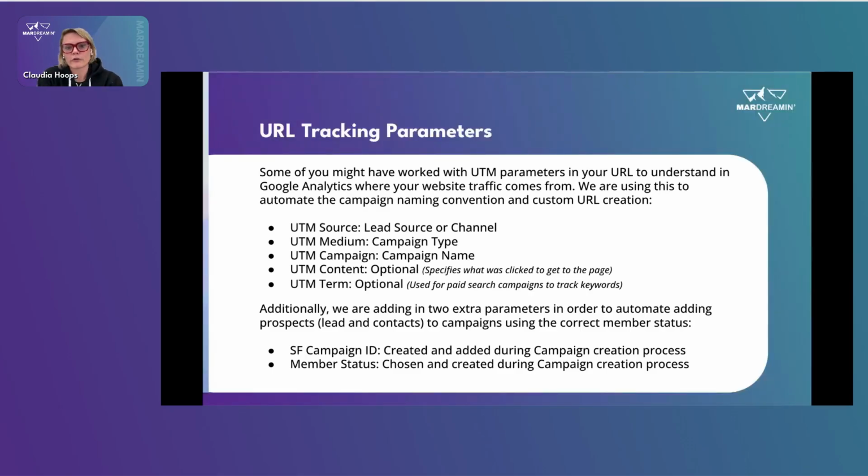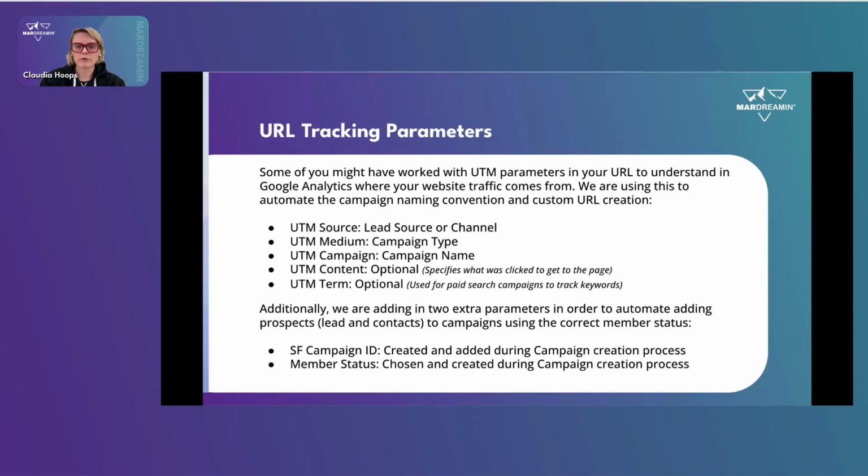Some of you might have worked with UTM parameters in your URL to understand in Google Analytics where your website traffic comes from. We are now using this also to automate the campaign naming convention and custom URL creation. So the UTM source becomes our lead source or channel. The UTM medium becomes our campaign type. The UTM campaign essentially becomes the campaign name.